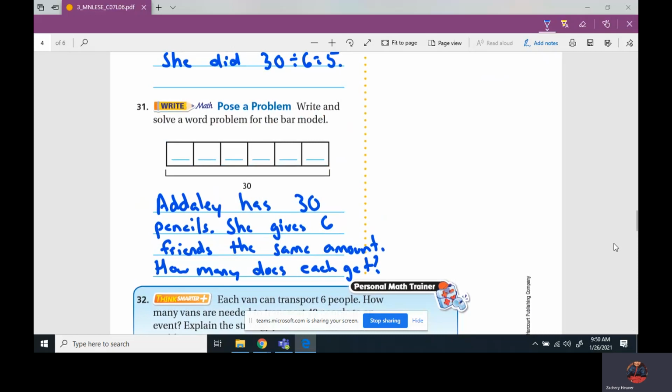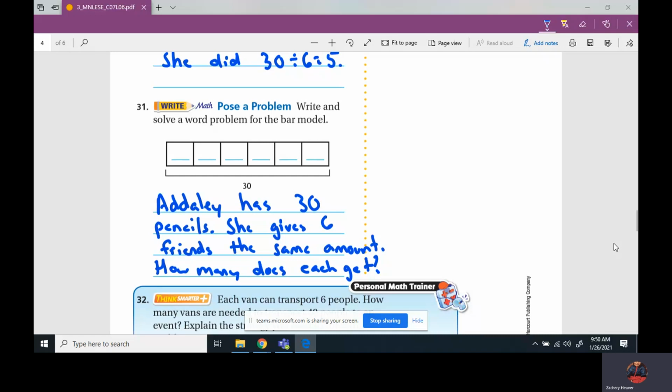You're fine. Adelie has 30 pencils. She gives 6 friends the same amount. How many does each get? That wastes time. Adelie has 30 pencils. She gives 6 friends the same amount.